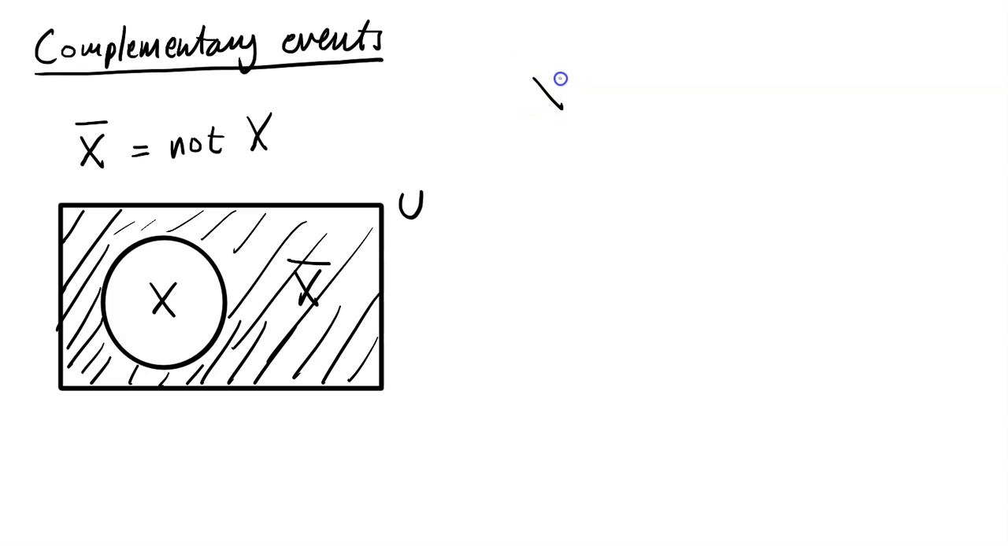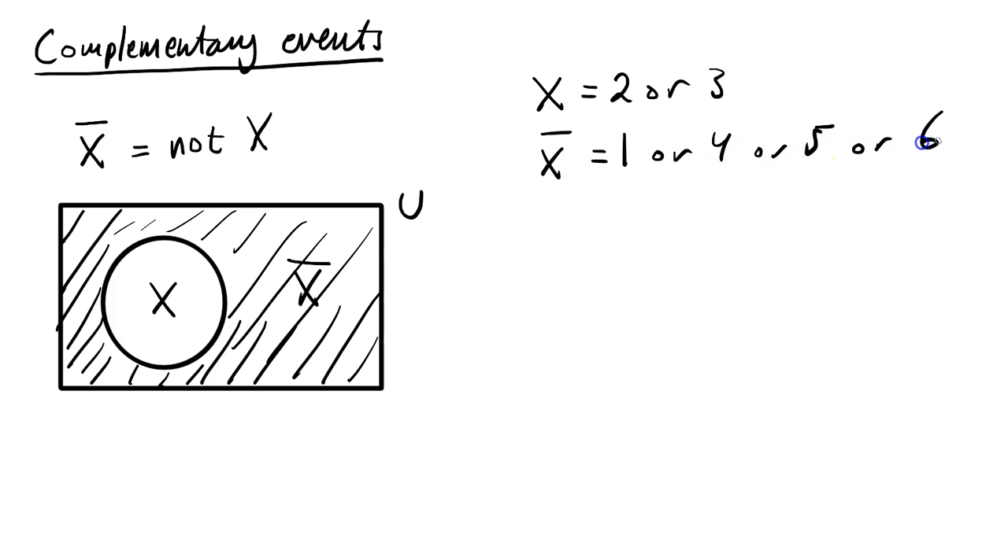So for example, if X is equal to having a 2 or a 3 on the die, then not X is equal to having a 1 or a 4 or 5 or 6 on the die. So together they make up the whole complete set of what could happen. We know that one of these will always happen, but two of them will never happen at the same time. So these are complementary events.